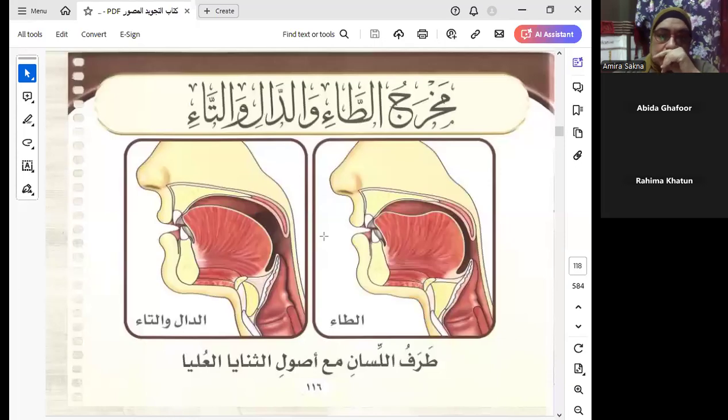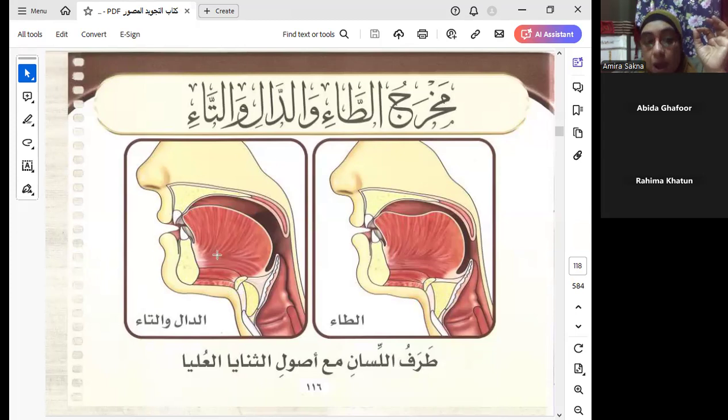Okay. Look, my dear sisters. We said that the tip of the tongue meets the alveolar ridge behind the upper central incisor. In other words, we say it is where we have the root of the upper central incisor. This is the area, for all three.